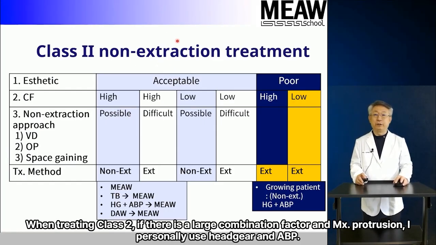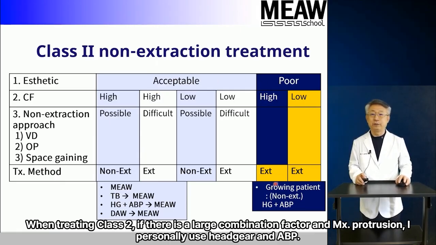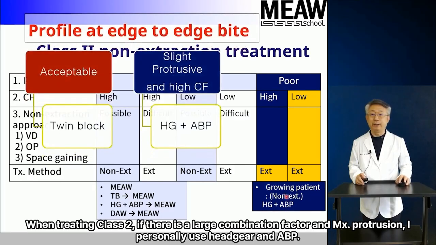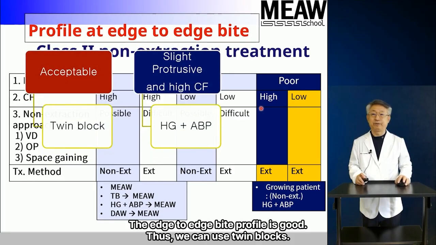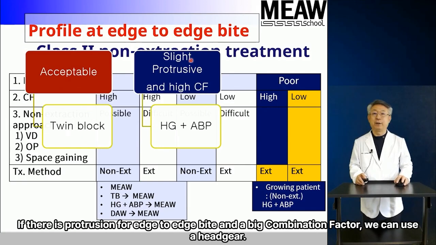When treating class 2, if there is a large combination factor and MX protrusion, I personally use headgear and ABP. However, this patient has a small combination factor. The edge-to-edge bite profile is good. Thus, we can use twin blocks. If there is protrusion for edge-to-edge bite and a big combination factor, we can use a headgear.